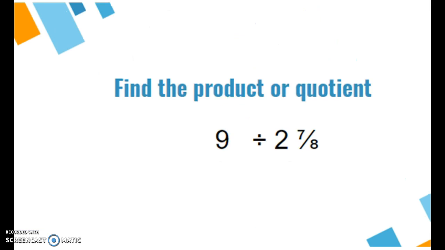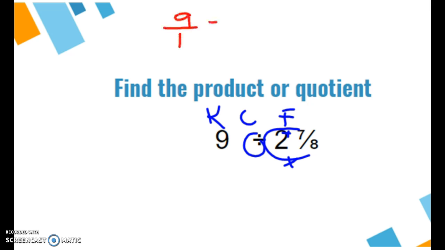All right, next one here is another division, so I need to keep, change, and flip, but it looks like I need to do my C method down here. So I'll do that in a different color. 8 times 2 is 16. 16 plus 7 is 23, so I have 9 over 1 divided by, let's see, I said 23 over 8. But I have to keep, change, and flip everything, so I actually have 9 over 1 times 8 over 23.